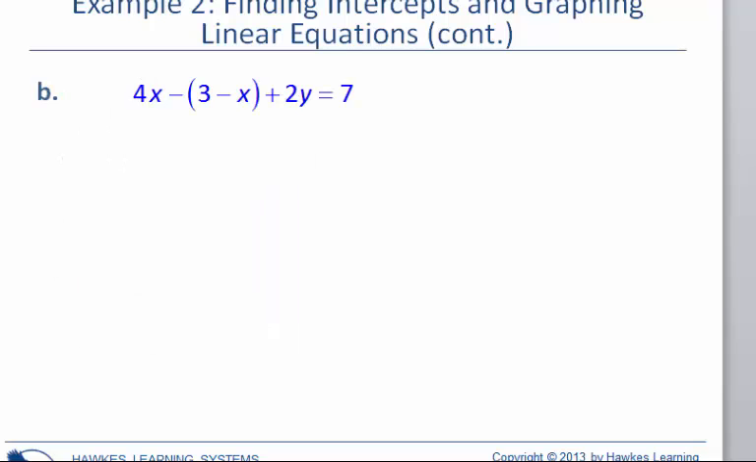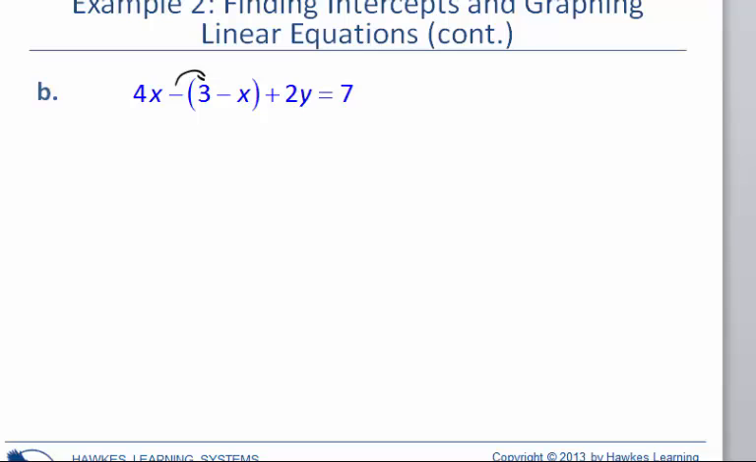Part B of the example gives us a second linear equation and asks us again to find the x and y intercepts and then graph it. Now before I start to find the intercepts, I want to simplify this a little bit. I'm going to distribute this negative through the parentheses. So my original problem is 4x minus, and in parentheses we have 3 minus x, and then we have plus 2y is equal to 7.